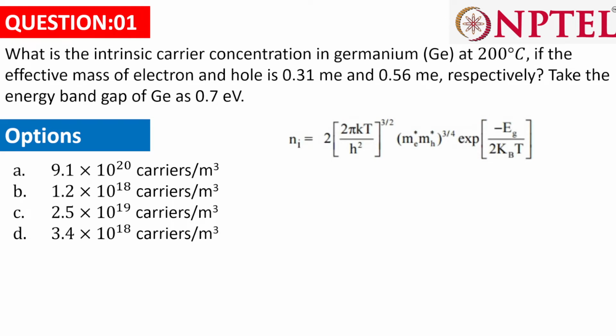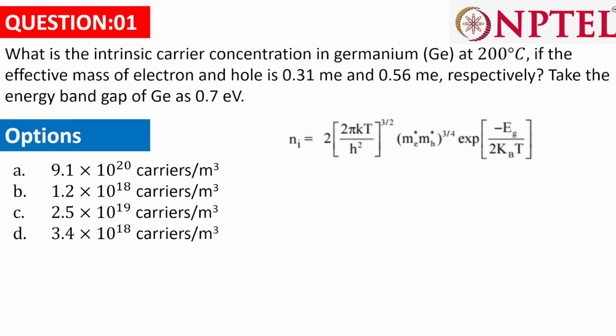Me and Mh are given in the question already. Eg is also given in the question. What else do you need? Do you know what this k is? Boltzmann constant, sir. Yeah. And what about h? Planck's constant. Okay. So what will be the value of T here? T is the temperature here. T is given, so what will you put in the formula?